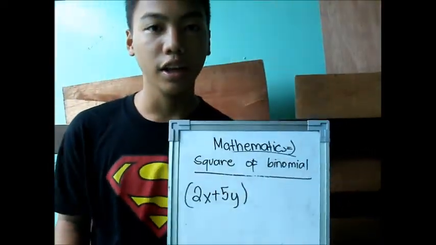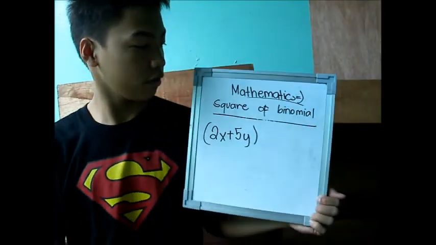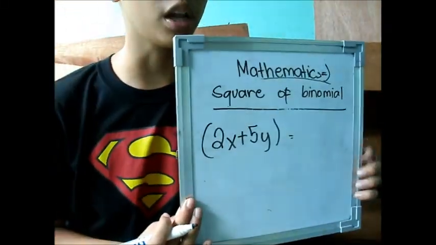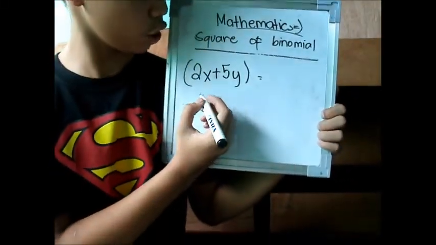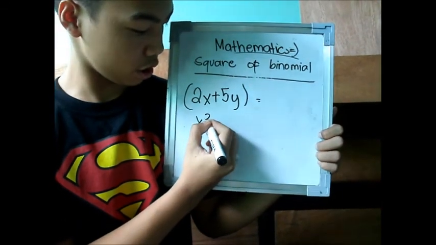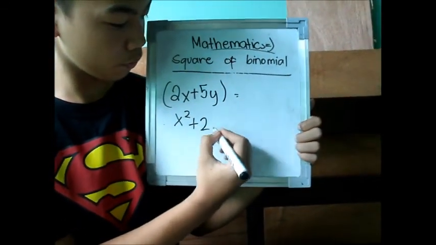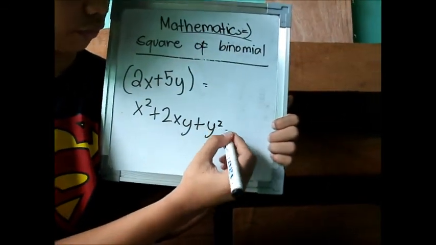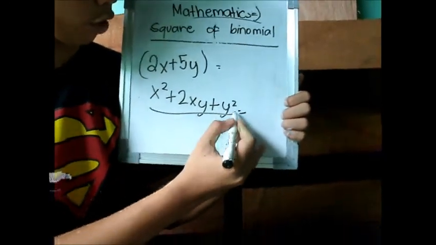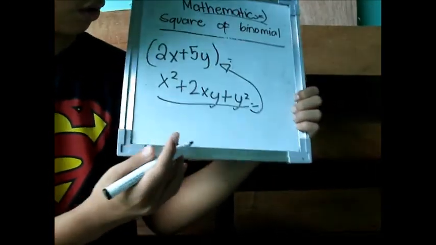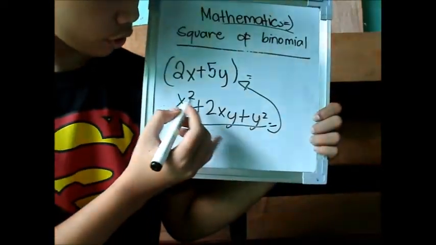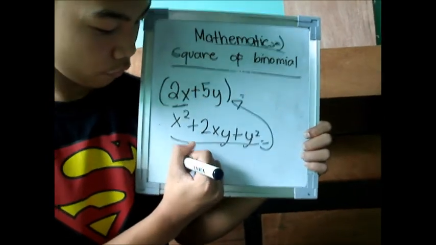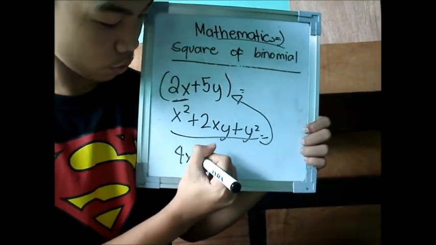Hi, Gerald again. I will give some examples again of how to use the square of binomial. So what is again the formula of the square of binomial? The formula of the square of binomial is x squared plus 2xy plus y squared. So you will use this formula to get the answer to this equation. First, the first thing you will do is square the first term. So the answer will be 4x squared.